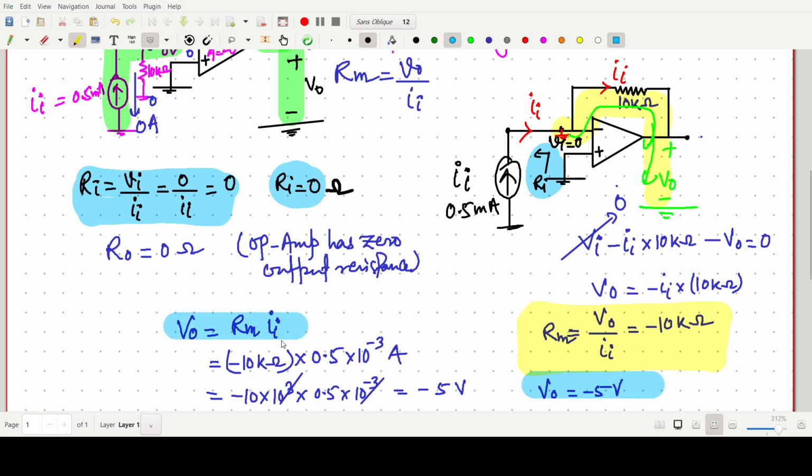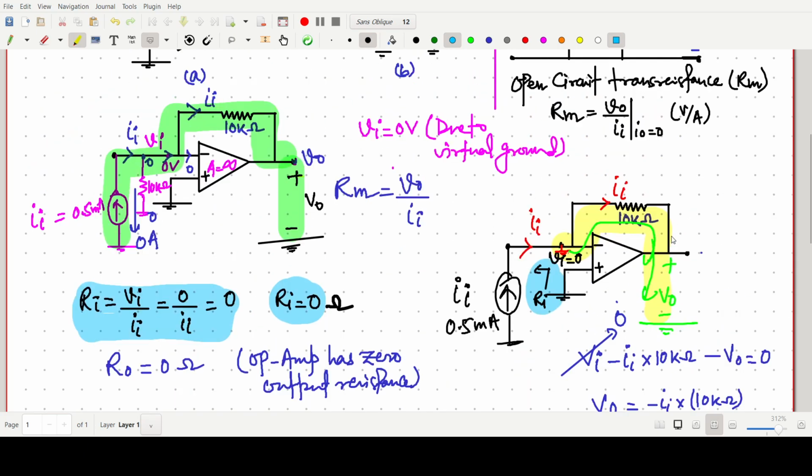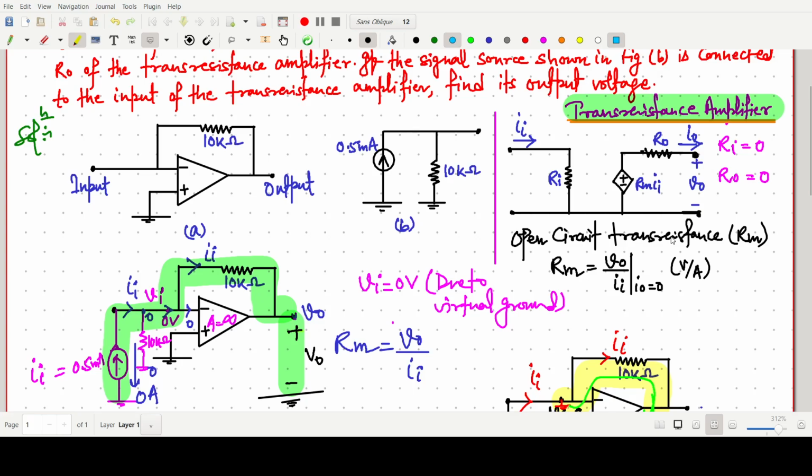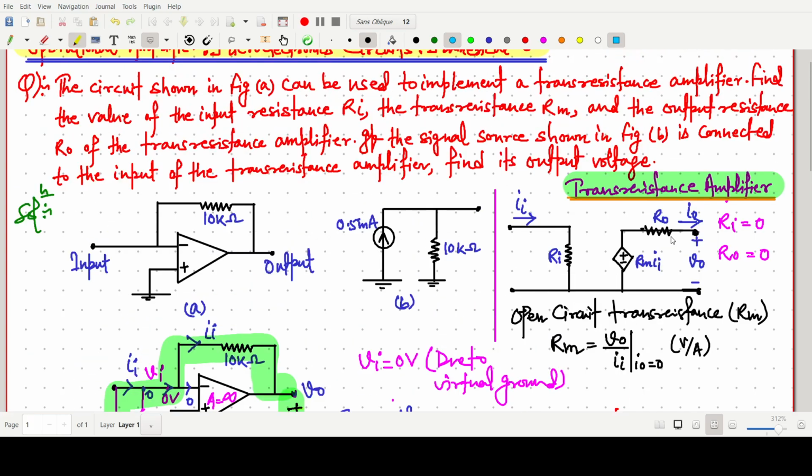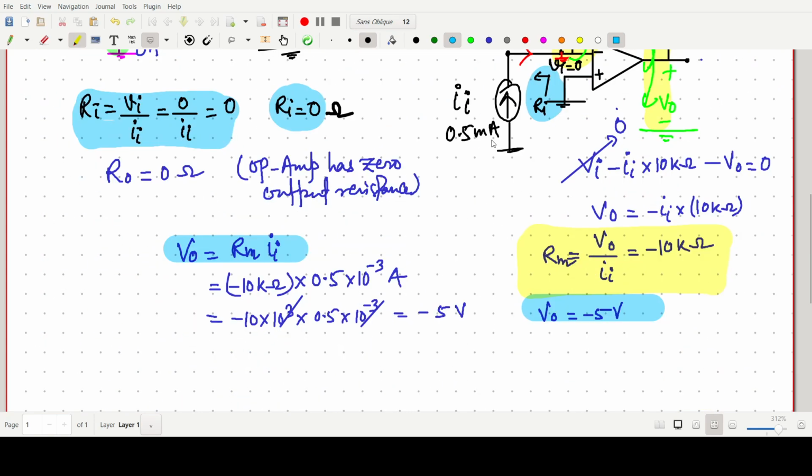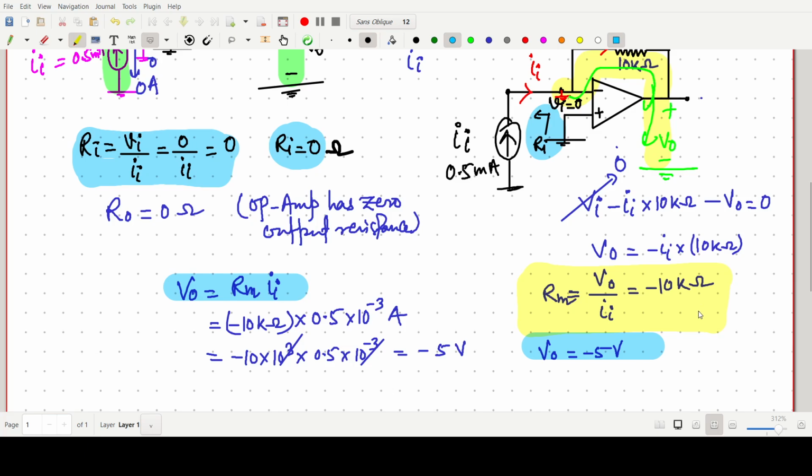We have used this expression for the V naught calculation, Rm into Ii, because Ii is known to us and Rm we have now calculated as minus 10 kilo ohm. So V naught will be simply minus 5 volt. Like that we can solve. This amplifier is used as a transresistance amplifier. We have calculated all the parameters: input resistance 0, output resistance also 0, the transresistance Rm minus 10 kilo ohm, and the output voltage, which is simply minus 5 volt.